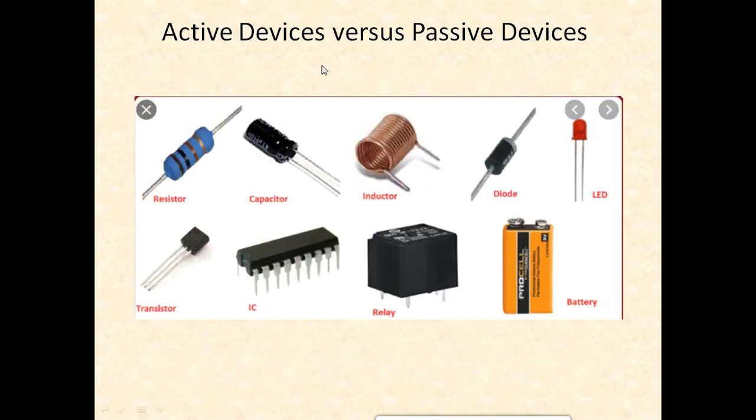So the next slide shows you some of the real-time devices, active as well as passive devices. The first one is a resistor, which has some sort of color codings. Most of the students, I believe, know how to measure the resistance value of a resistor. The capacitor. In the capacitor we have ceramic capacitor, electrolytic capacitor. The one which is shown in the slide is an electrolytic capacitor. Then inductors. So all these three are passive devices.